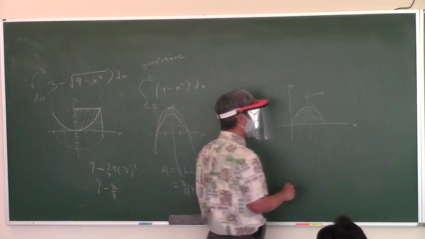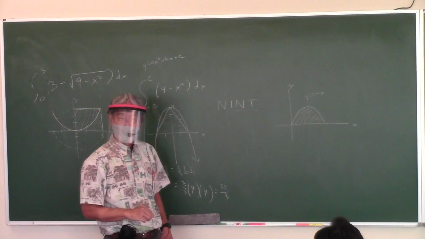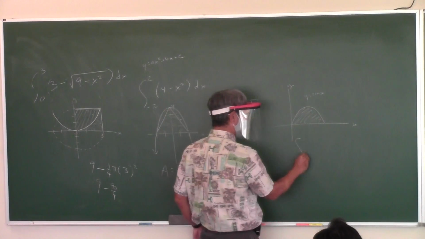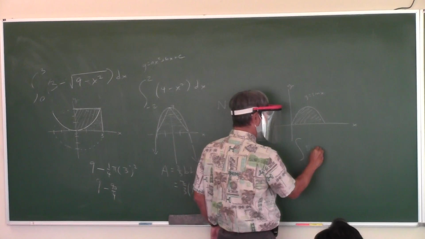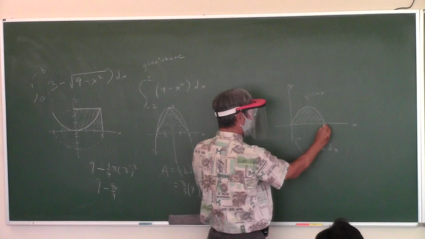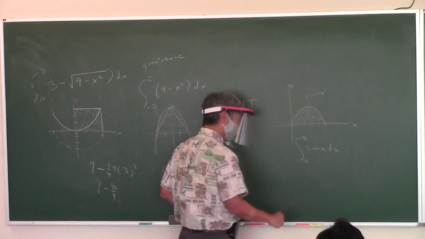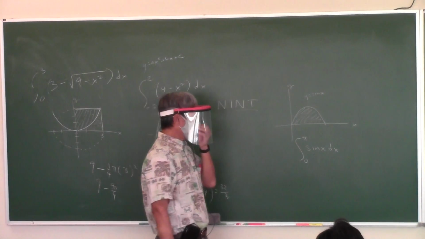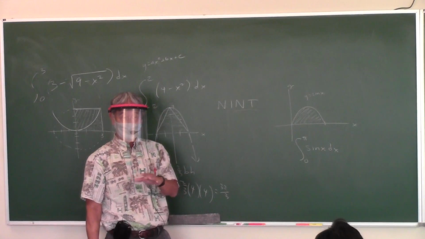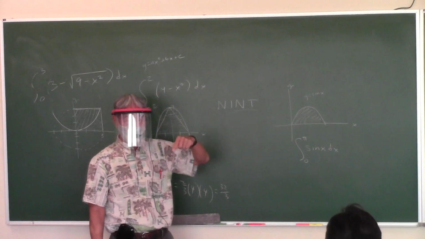Use your calculator to compute this area. Well, what integral represents this area? The integral of f of x dx, and then from 0 to pi. Okay, punch that in on your calculator, and hopefully you're in radian mode now. Anytime you do trigonometry, you have to be in radian mode.